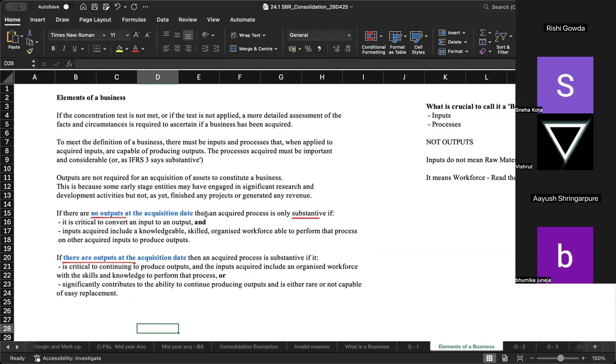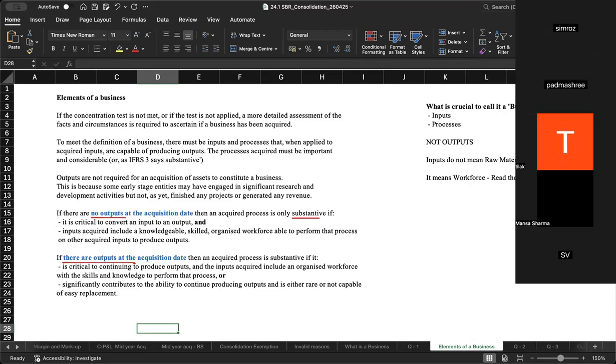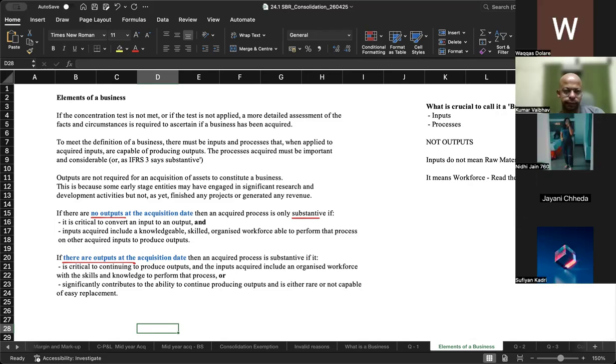If there are no outputs at the acquisition date, then an acquired process is only substantive if it is critical to convert an input to output, and inputs include a knowledgeable, skilled, organized workforce able to perform that process on other acquired assets. आपको check करना पड़ेगा कि on the date of acquisition, is there an output that the target company is making? If there is an output that exists, then the process is critical. Substantive matlab it counts for something only if that process is critical to convert an input to output, and inputs acquired include a knowledgeable, skilled, organized workforce.